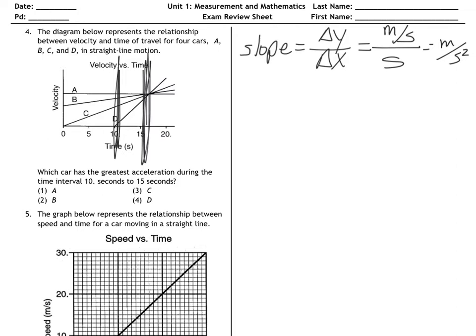The rise here is velocity, and the unit for velocity is meters per second. The run is time, and the unit for time is seconds. And after some dimensional analysis, we get meters per second squared, and that's the unit for acceleration. So all told, slope of this graph is going to give you an acceleration unit. So if I'm looking for the largest acceleration, I'm looking for the largest slope. That's what this section of the math is showing. So the largest slope only within this section is clearly car D.